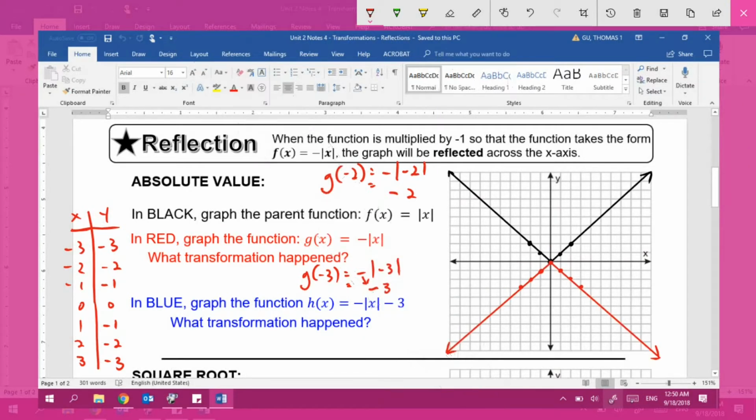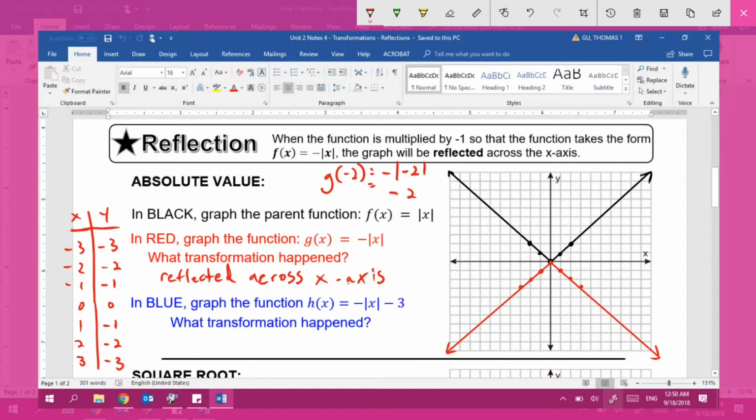So what transformation happened? We had a reflection across the x-axis, because we have the negative sign out in front of the absolute value. So let's look at the next one.